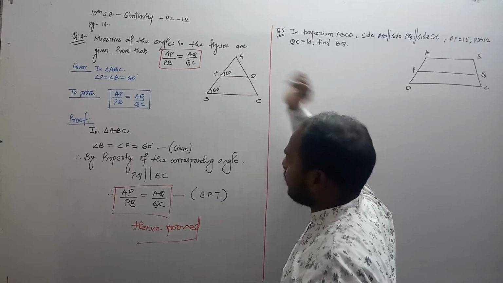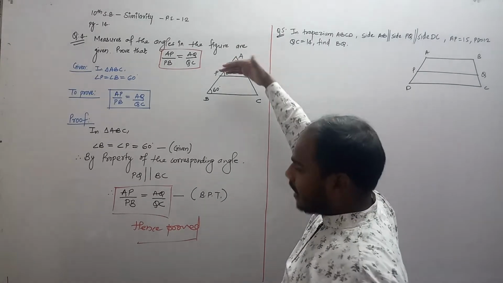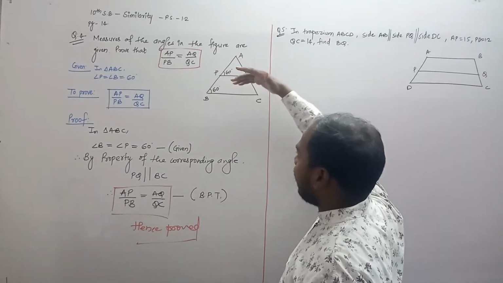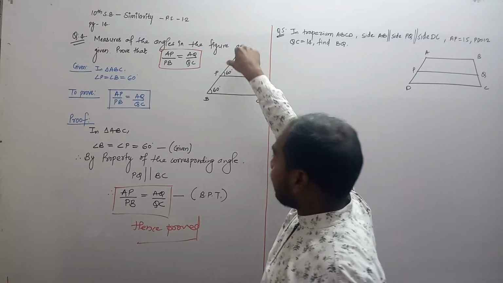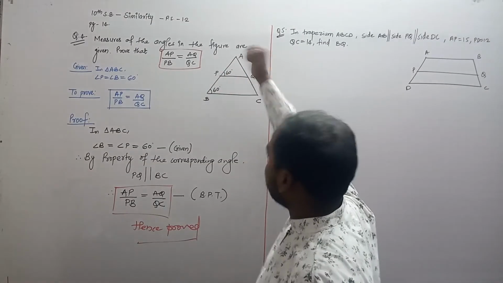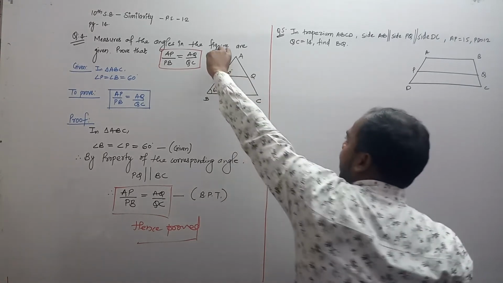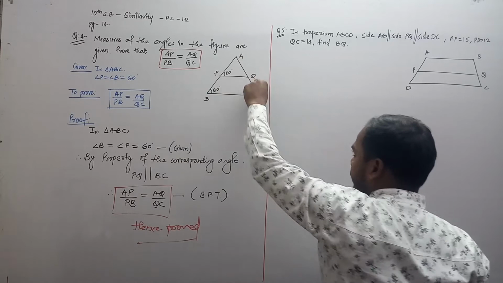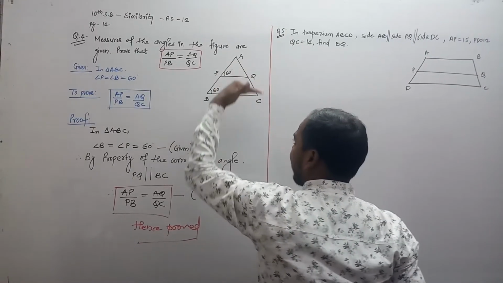If we prove these two lines are parallel, then as we know in the BPT theorem, a line parallel to any one side of a triangle divides the other two sides in the same proportion or same ratio. So because of these two parallel lines, we can say that AP divided by PB becomes AQ divided by QC. That is our requirement. So first we will prove that PQ is parallel to BC.